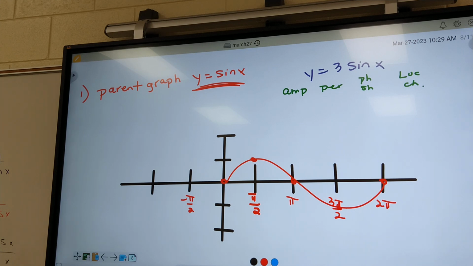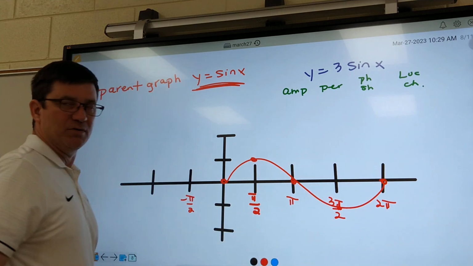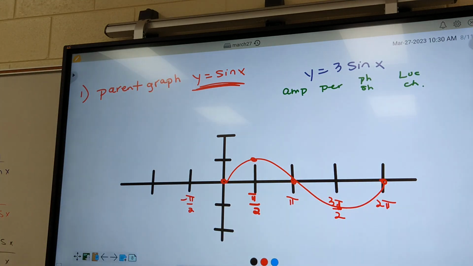All right, so let's go over it again. It starts at 0, it goes up to 1, back to 0, down 1, back to 0. So on 0, 3 places.